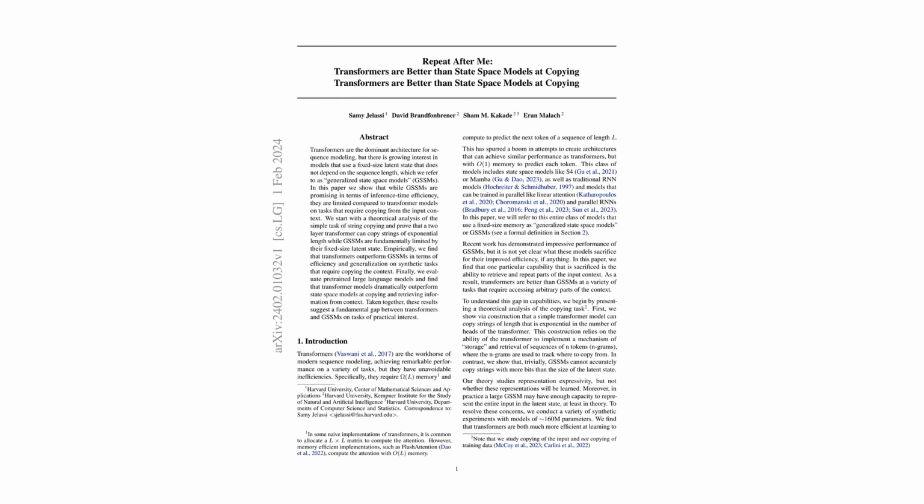And what are transformers and GSSMs? Transformers and GSSMs are two types of machine learning models that are often used for sequence modeling tasks. Transformers are a relatively new type of model that has been shown to be very effective on a wide range of tasks, including natural language processing and machine translation. GSSMs are a more traditional type of model that has been used for decades.